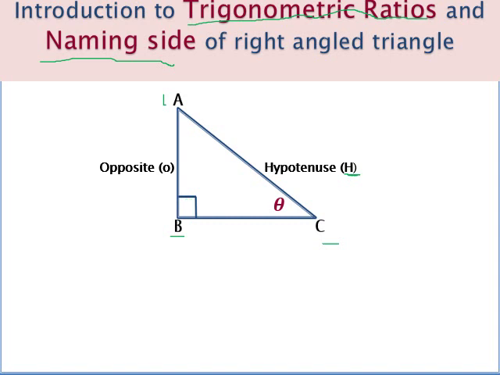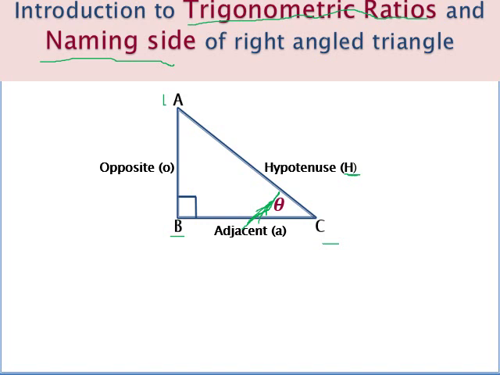Now we have a side that is close to this angle theta, this side BC. This side is near that angle. Then it also has a special name. We call that side the adjacent side.